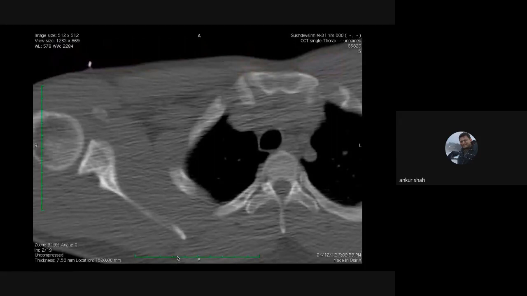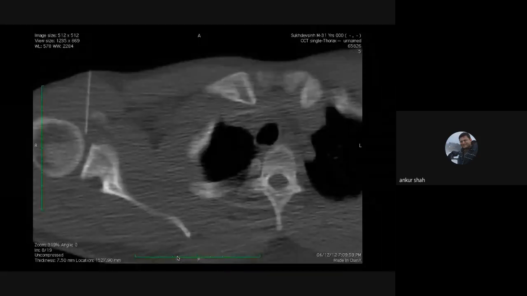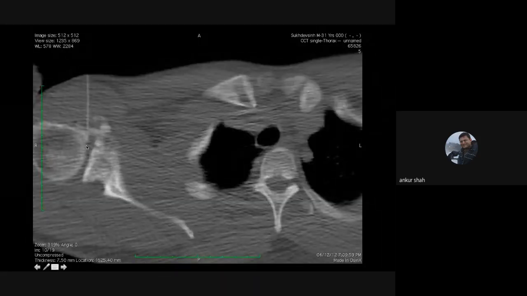So this is how we do arthro. I do it under CT fluoro. So we insert a needle. I'm not going into the detail, but a needle is placed inside the shoulder joint.